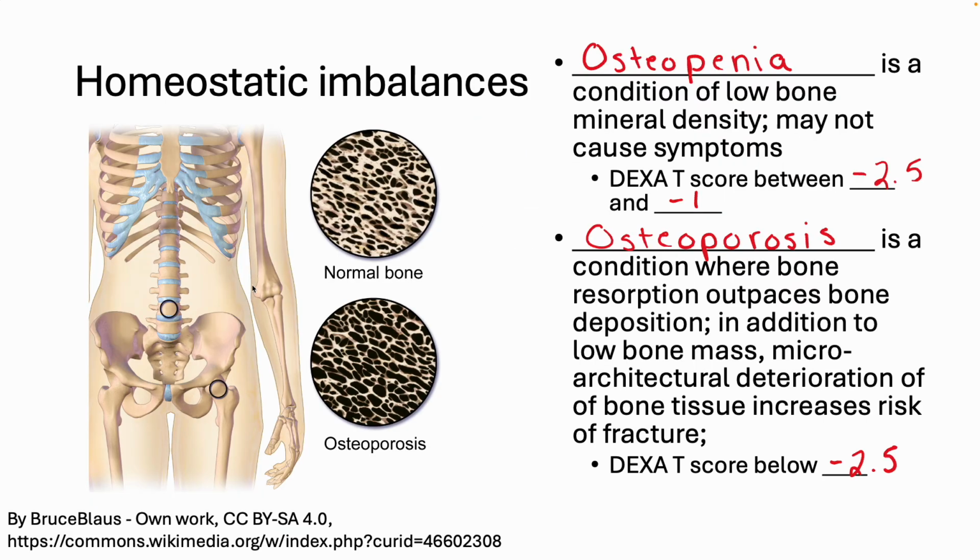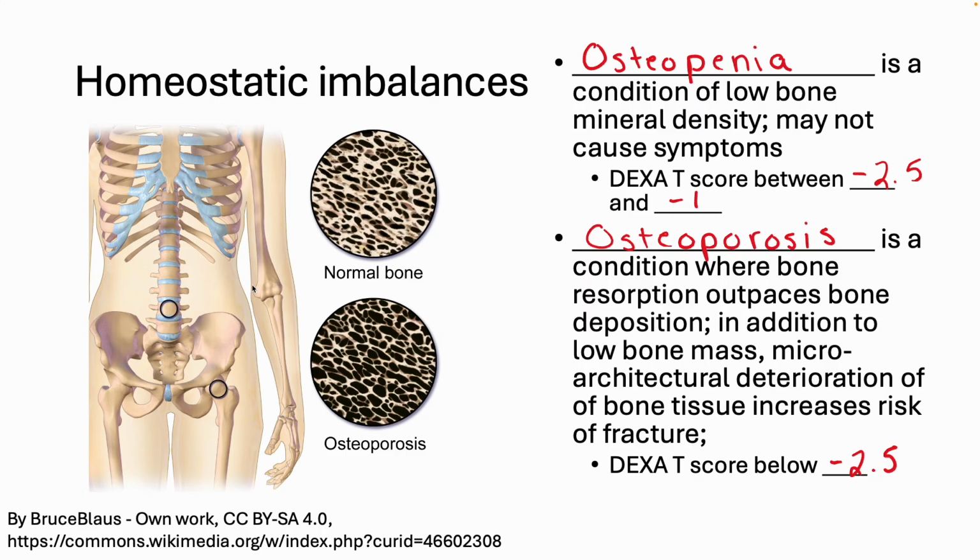Some other homeostatic imbalances include osteopenia. This is a condition of low bone mineral density. It may not actually cause symptoms, but it puts you at a higher risk of osteoporosis.